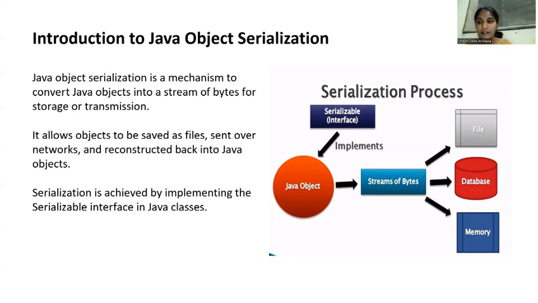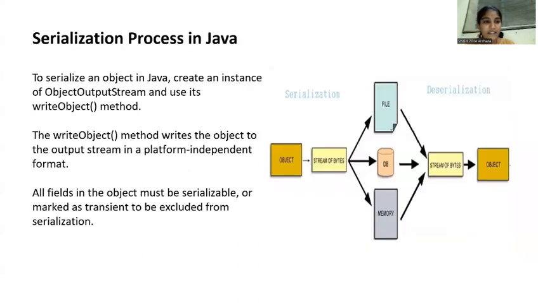And now let us move on. Here is the serialization process, where a Java object is converted into a stream of bytes, and that stream of bytes will be stored in the form of a file, in a database, or in memory. And next is the serialization process in Java.